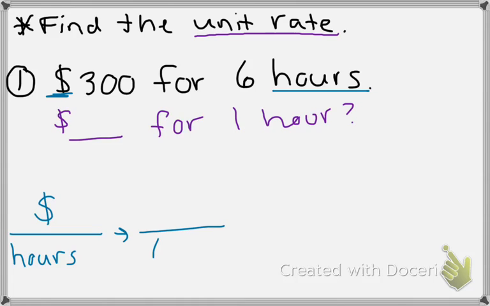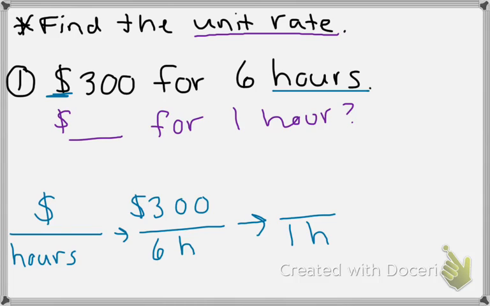We have 6 hours, and I'll put H for hours, and we have $300. Again, we want to go from 6 hours to 1 hour. So I'm going to put 1 hour. We're trying to figure out how much money it's going to cost for 1 hour. So what we're going to do is this.